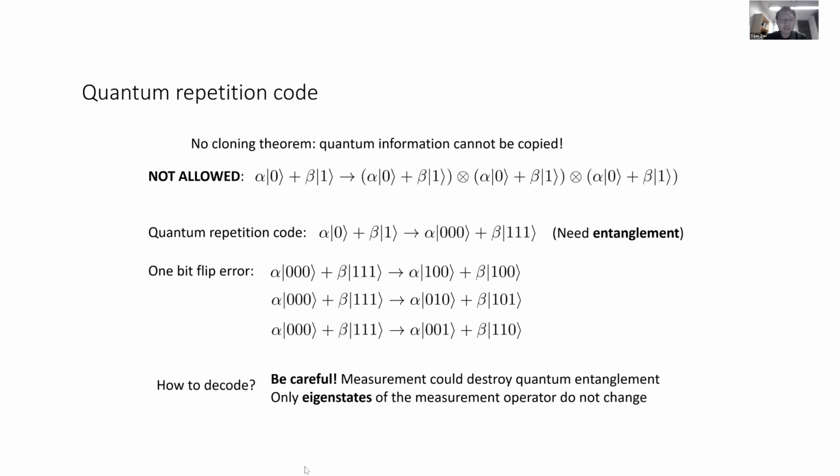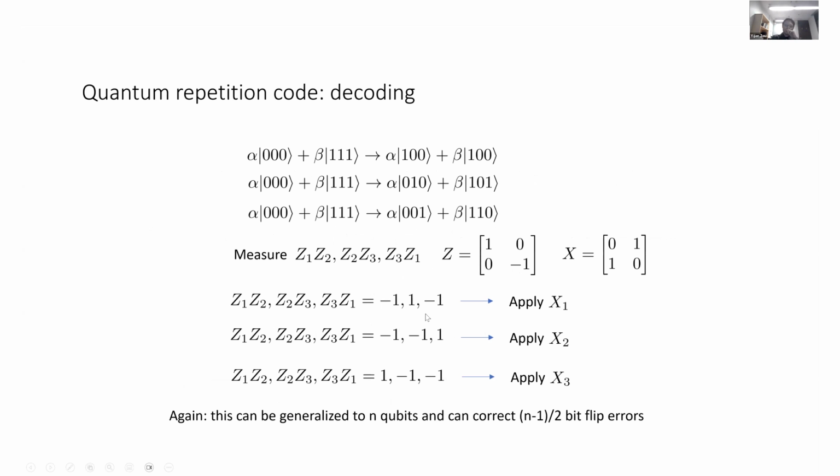So the decoder goes this way. You measure Z1 times Z2, Z2 times Z3, and Z3 times Z1. You don't measure Z1, Z2, Z3 independently, but you measure the product of two of them. And in fact, as you can check on the right-hand side, every state is indeed an eigenstate of these three operators. So measuring these three operators won't change the state.